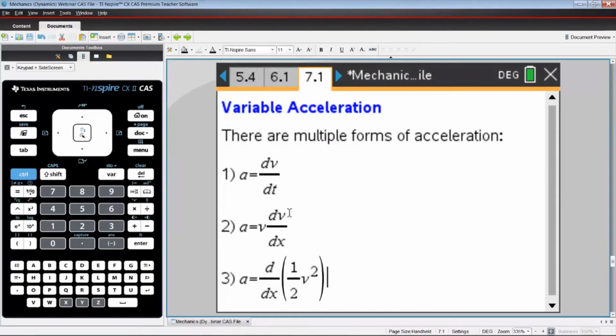So one of these will be used, and given the question is talking about the relationship between velocity and time, we will be using the first one, which is a equals dv/dt. You might see an example of the second and third ones in the worksheet. So I hope you've downloaded that, and we'll have a look at those questions.